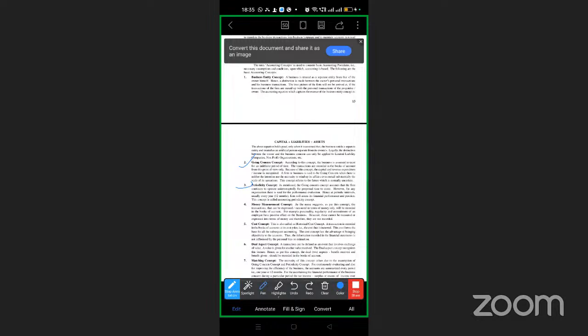Next, the money measurement concept. Accounts take into consideration only the transactions which involve money, though there are certain things which cannot be measured but have an impact on the organization. The money measurement concept says that only the things or transactions which can be expressed in terms of money will be taken into consideration. Next, we have the cost concept, where stock will be taken on the basis of cost, meaning whatever the cost is, that will be taken into consideration.